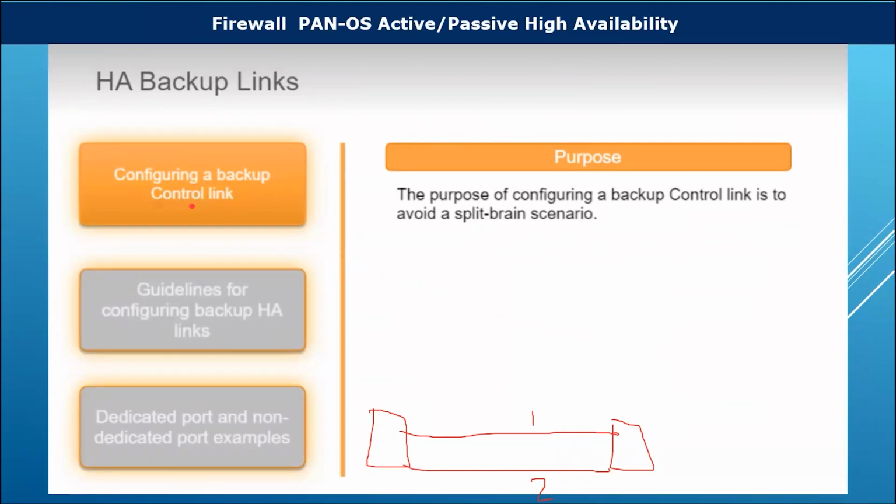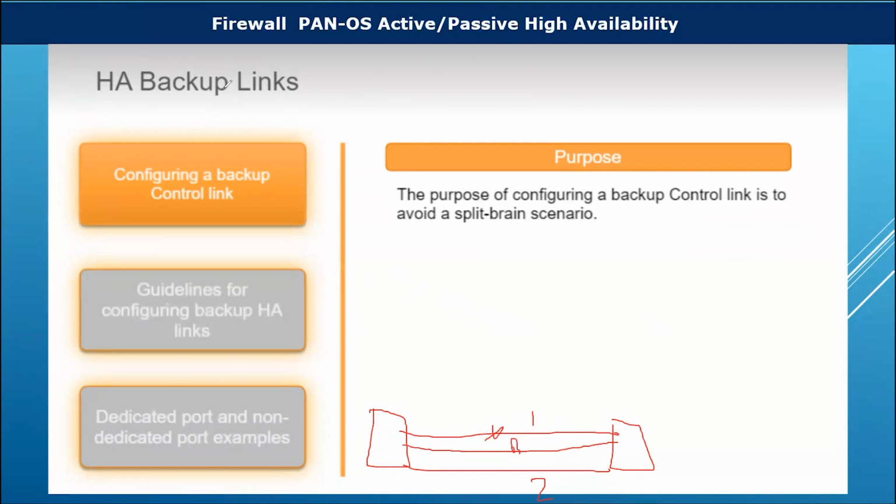Configure a backup control link. So guys, in this scenario, what we are going to talk about is, if in any case this link goes down, unnecessarily it will trigger the high availability. So that's why Palo Alto also gives you the option to configure a backup link for this HA1 link. This one is the HA1 link, this one is the backup of your HA1 link.